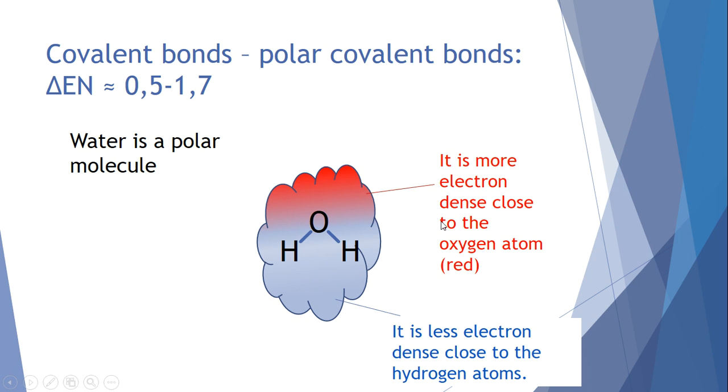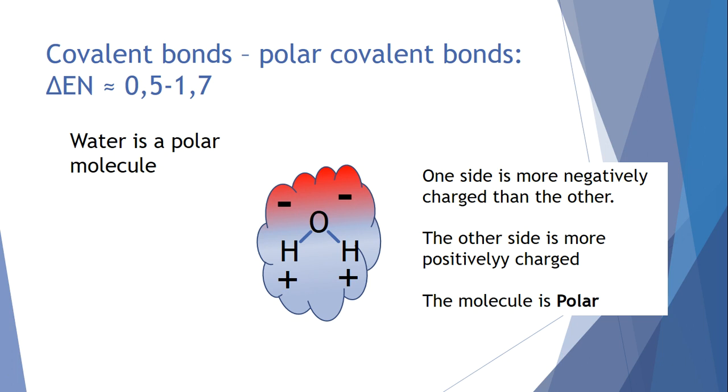So more electron dense close to the oxygen atom and less electron dense close to the hydrogen atoms, because this guy is pulling harder on electrons. Then we get a difference here, right? We have one region which is more tightly packed with electrons and one region that is less tightly packed with electrons. Molecules that look like this are called polar molecules. So water is a polar molecule, for example.